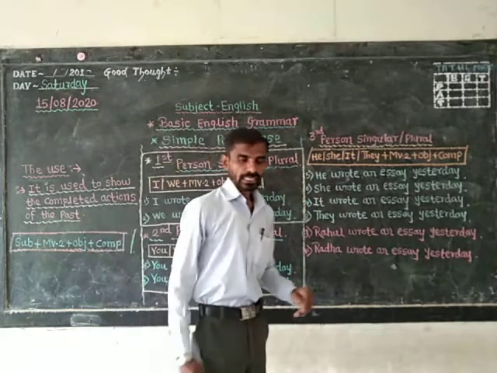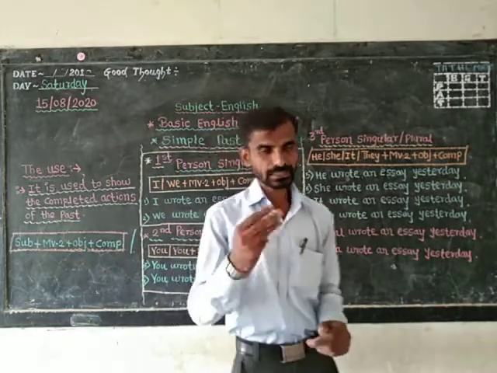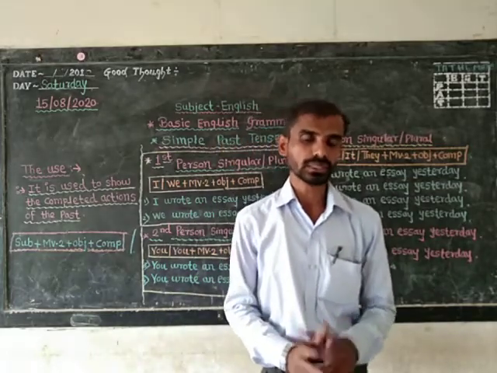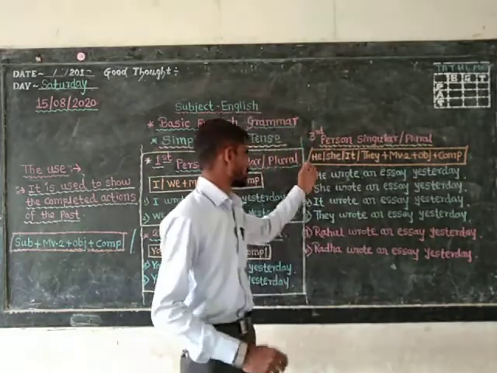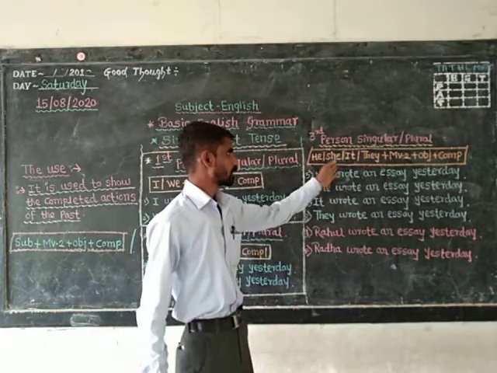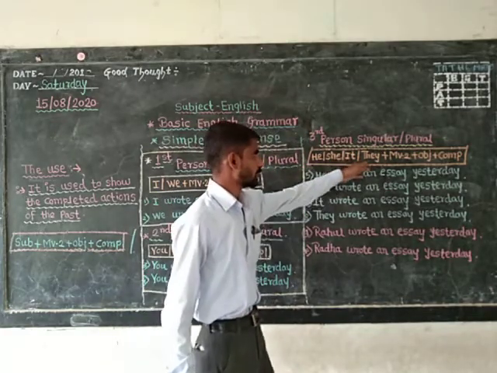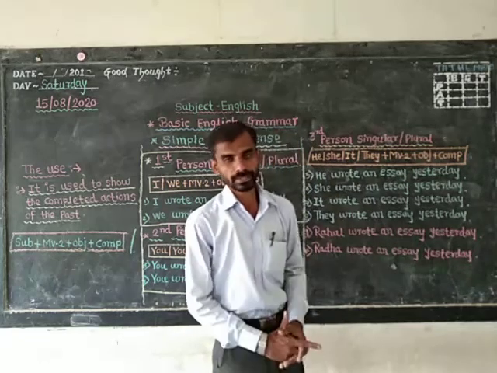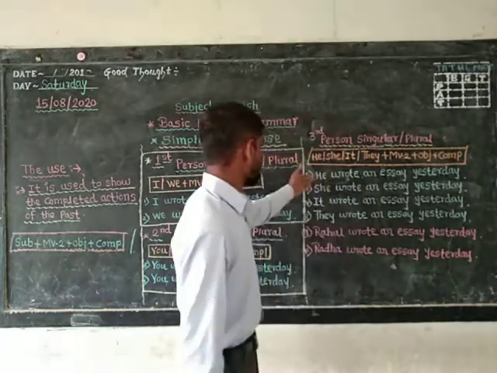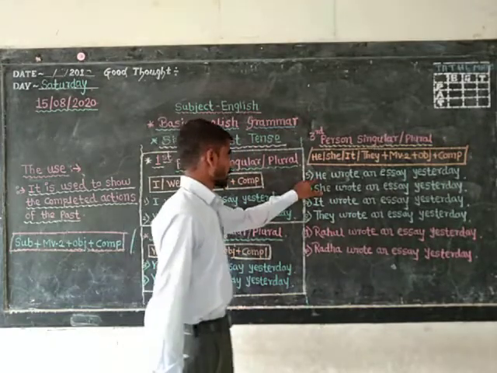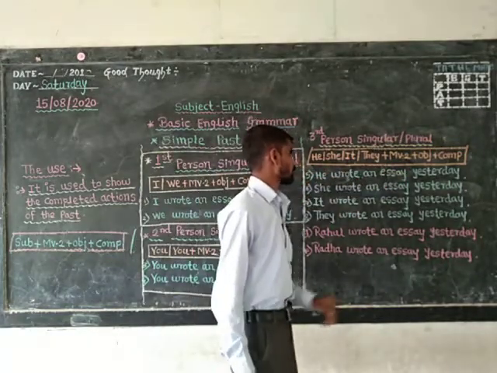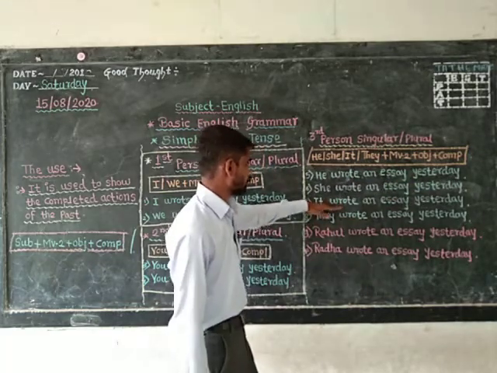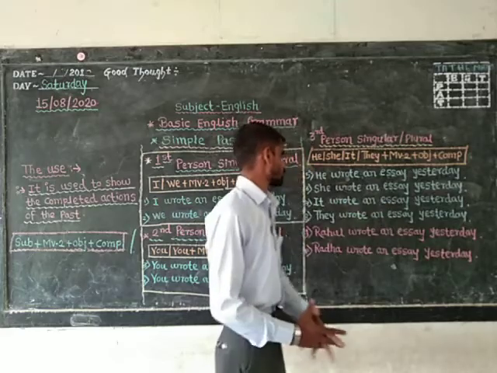Next is about the third person singular as well as plural. Yes, we know he, she and it. These 3 subjects are called third person singular in grammar. And therefore he, she, it, they plus main verb second plus object plus complement. Alright, and therefore examples we have written here. He wrote an essay yesterday. She wrote an essay yesterday and it wrote an essay yesterday.